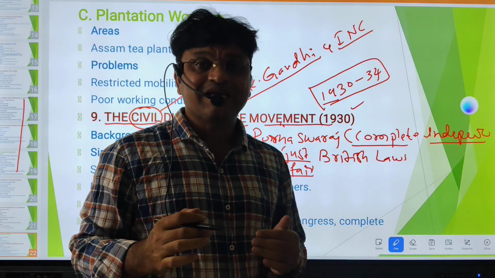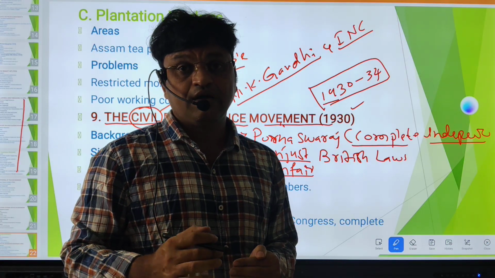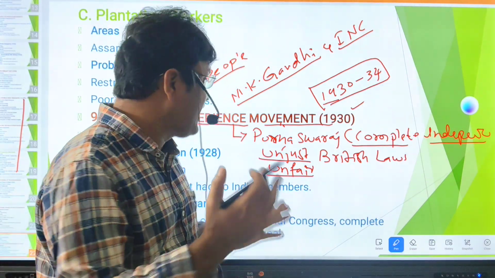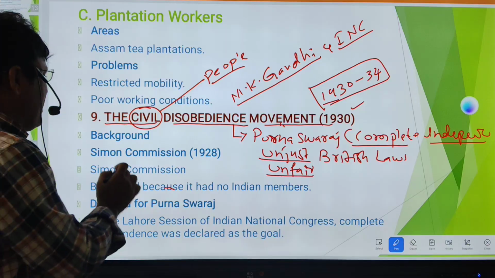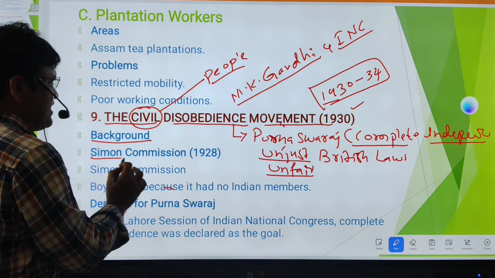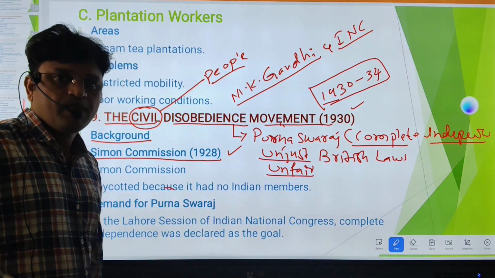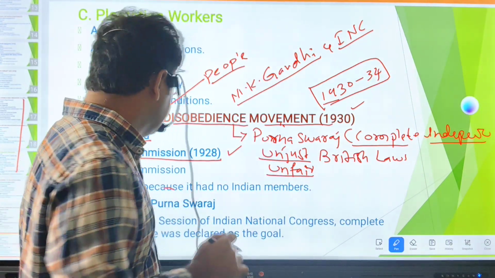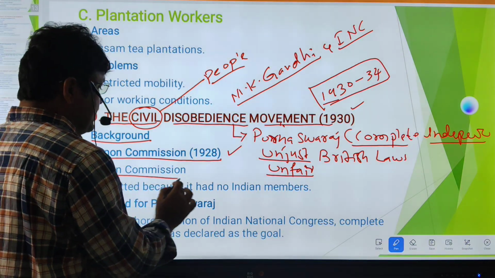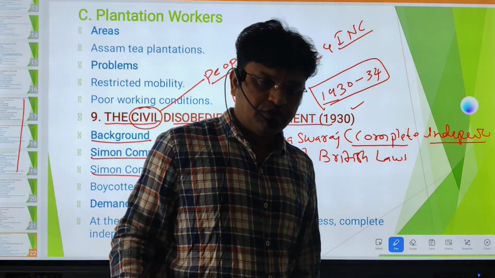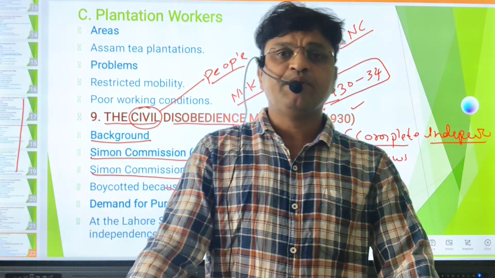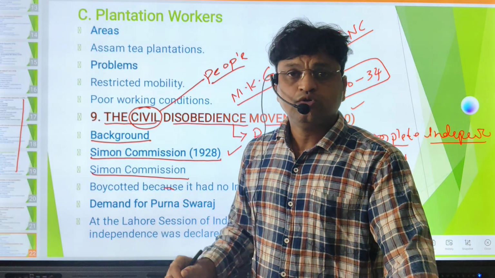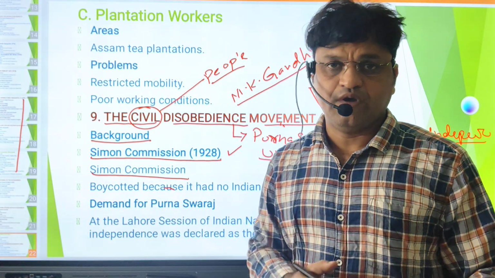So what were the causes? What were the factors responsible for the launch of the Civil Disobedience Movement? We need to understand the background of the movement. One of the backgrounds is the Simon Commission, 1928. So what is the Simon Commission? Why did it come to India? The Simon Commission was appointed by the British government in 1927 and came to India on February 3rd, 1928. Why did they come to India? To suggest some constitutional reforms.